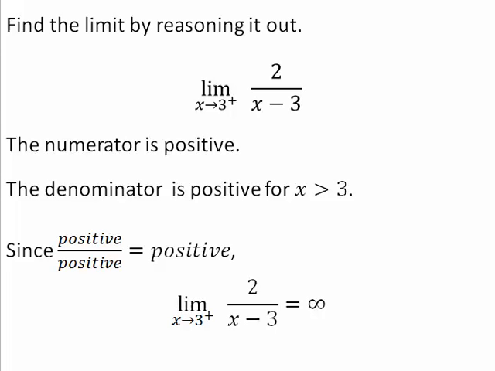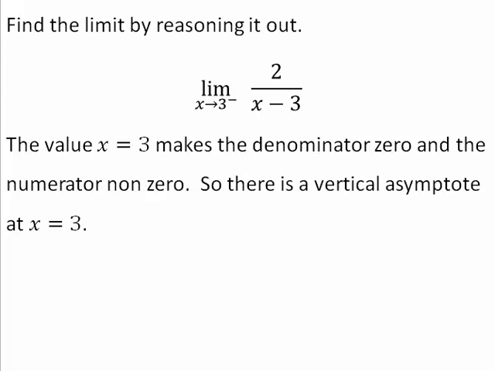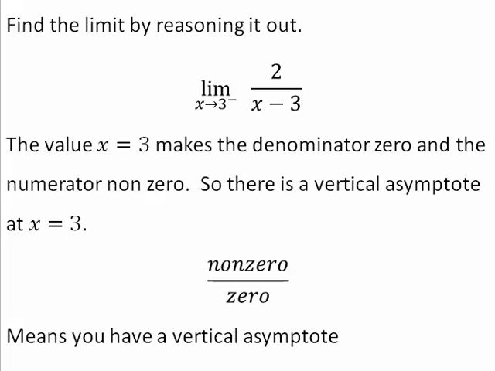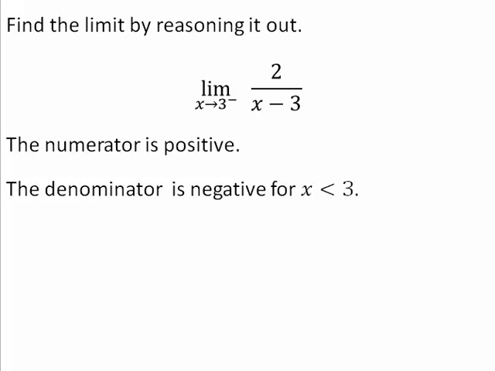Let's do the same problem, but this time let's approach 3 from the left. Again, the value 3 makes the denominator 0 and the numerator non-zero, so there is a vertical asymptote. Non-zero over 0 means you have a vertical asymptote. If you have a vertical asymptote, the answer is either positive infinity or negative infinity. The numerator is positive. This time the denominator is negative.